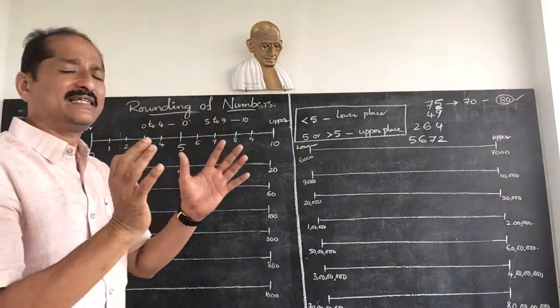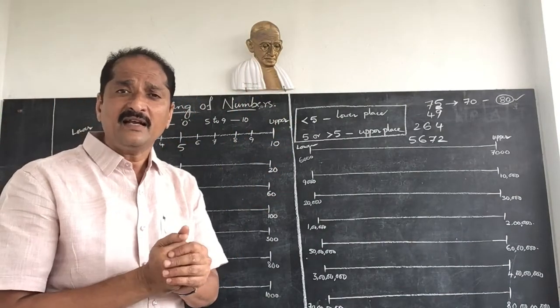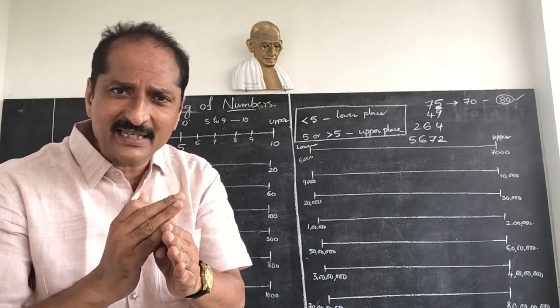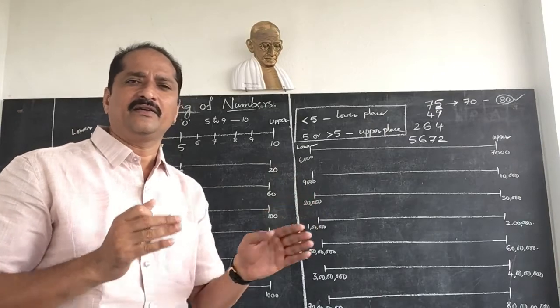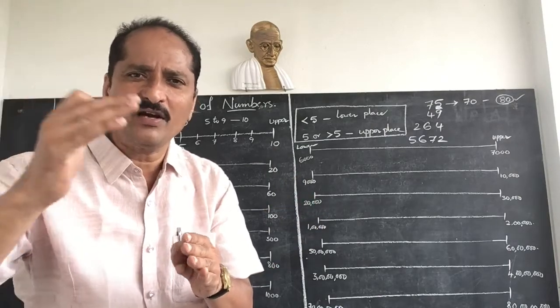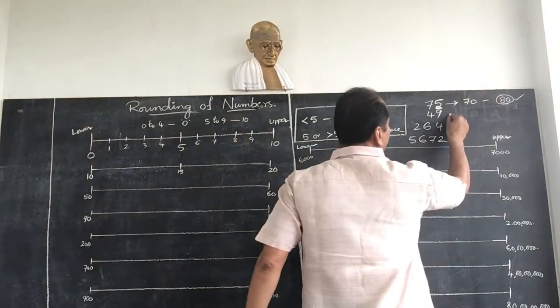That means we should find out which two tens the number is in between. Then see the next lower place. If the next lower place is less than 5, lower 10. If the next lower place is 5 or more than 5, upper 10. Okay? Now see here, 49 also. Here also 49, you check.